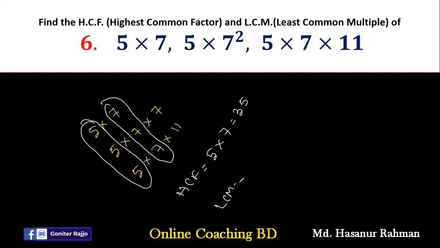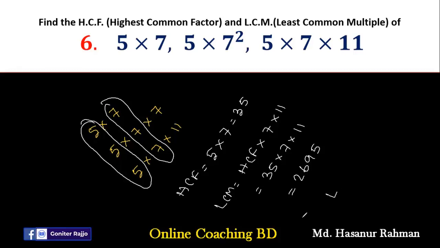Now what will be our LCM? Look at this. LCM should be the HCF multiplied by the rest of the numbers. So 7 into 11. So the HCF is 35 multiplied by 7 multiplied by 11. If you multiply these numbers, then you will get your answer. So 35 multiplied by 77 will be 2695.